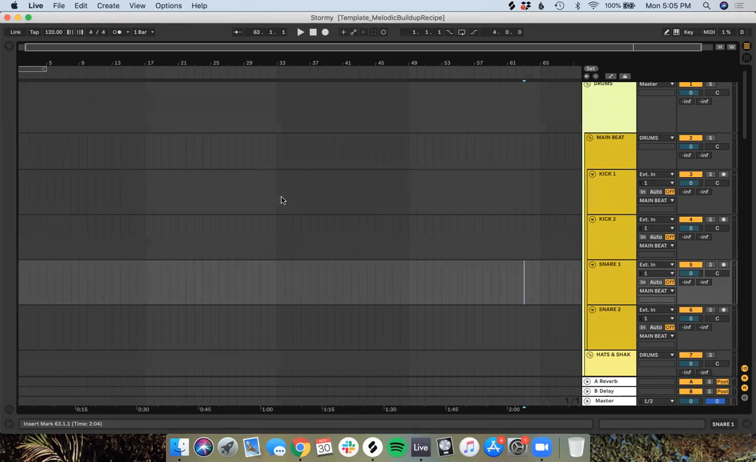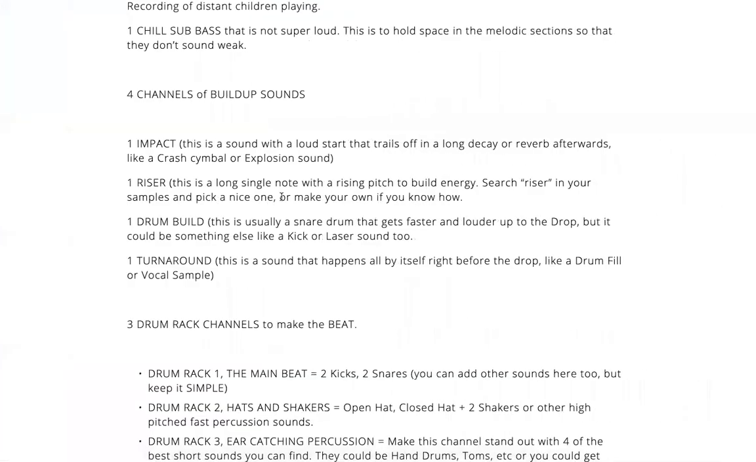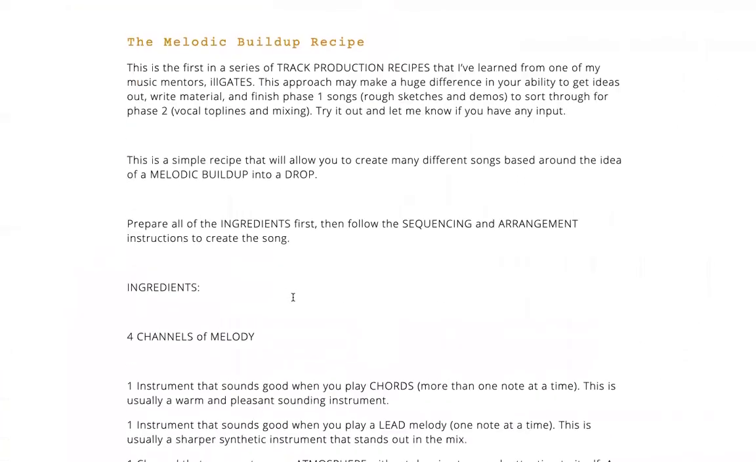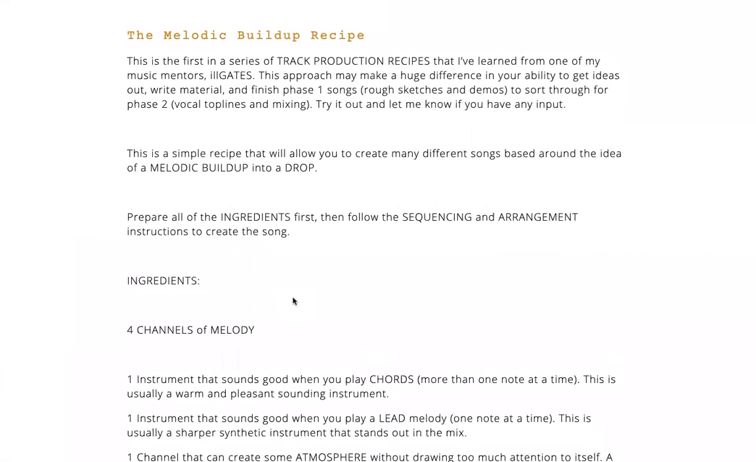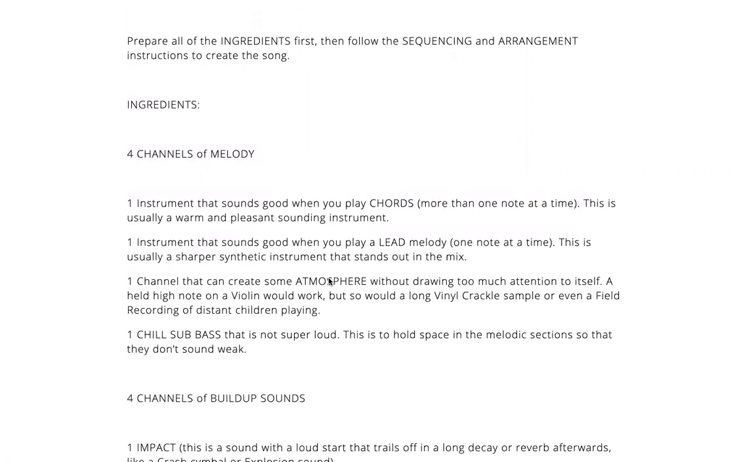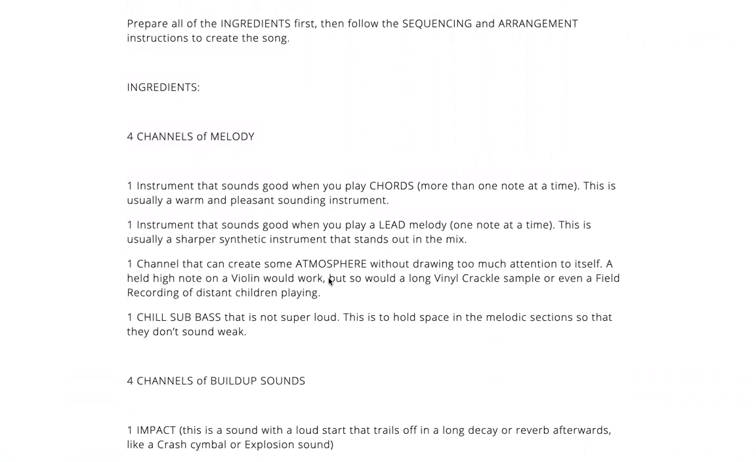And we have the instructions over here, and we're just going to walk through it together. So first we are creating different songs based around the idea of a melodic buildup into a drop. And think of it like you're cooking some food. So we're bringing all of the ingredients together. And then once we have those ingredients, we're going to put them into an arrangement. And we have this already prepared.